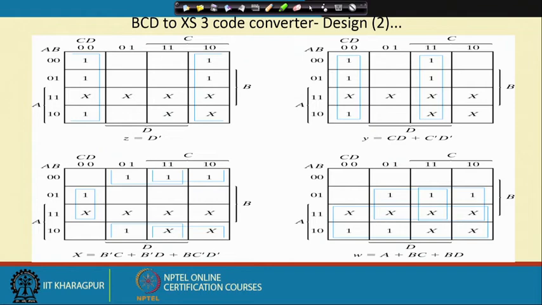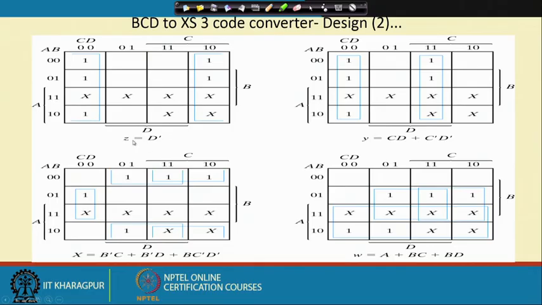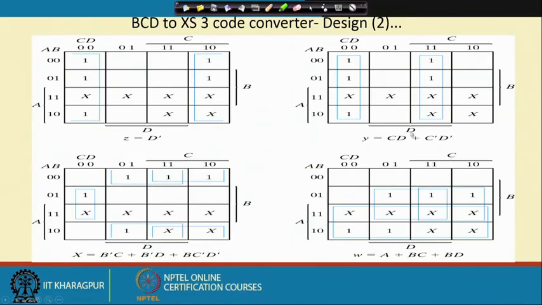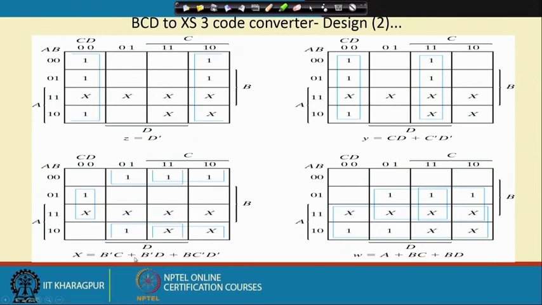So, it is like this: we have X, Y, Z and W. This Z is the first one, Z is the LSB. Corresponding to that, if you look into the circuit, Z equals D bar, or D dash. Similarly, for Y, this column gives us CD plus C bar D bar. So, this is the XNOR function. Then for X, this gives us the function B bar C plus B bar D plus B C bar D bar, and then for W we get A plus B C plus B D.